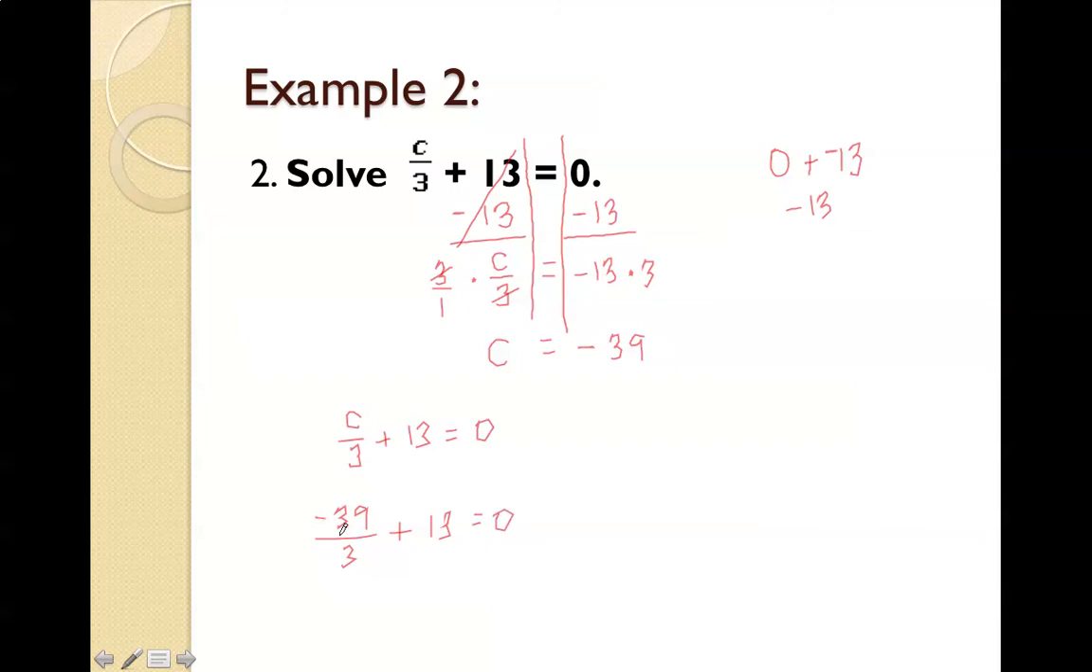All right, a negative divided by a positive gives me a negative number. I know that 3 goes into 39 13 times, so I have negative 13 plus 13 equals 0. A negative plus a positive means I'm going to subtract. 13 minus 13 is 0, and 0 is not positive or negative. So does 0 equal 0? Yep. So that means that my answer up here is correct.